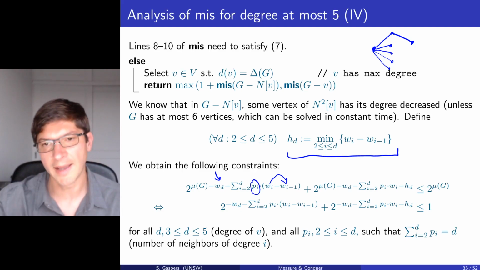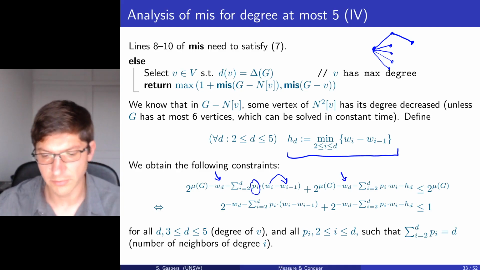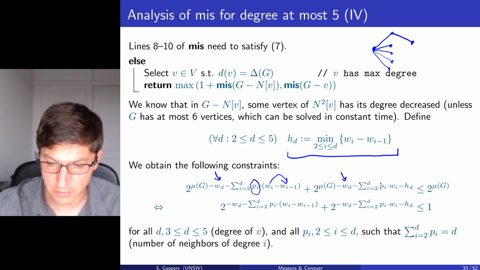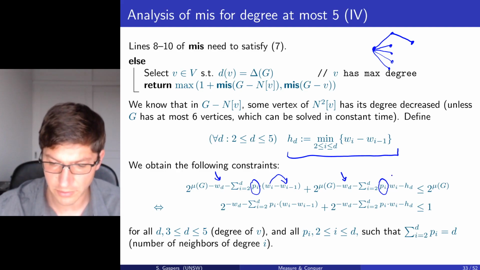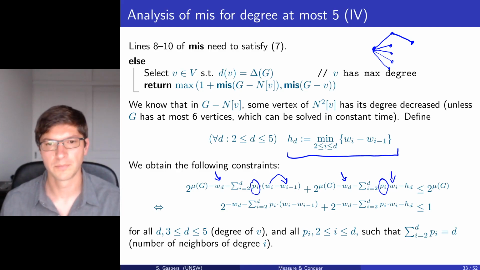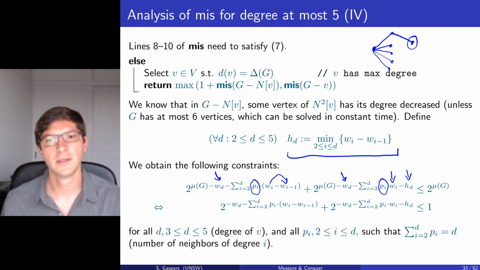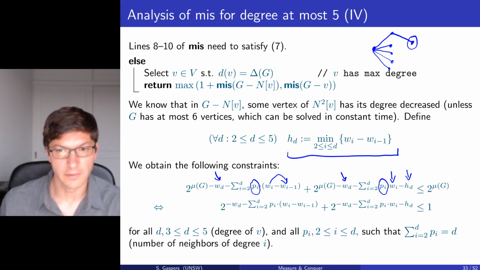If the vertex and its neighbors get deleted, the vertex of degree D, the measure decreases by omega D because we delete the degree D vertex. And now it has Pi neighbors of degree I, and for each of those the measure decreases by omega I. And then for this vertex here in the second neighborhood, we have a further decrease in the measure: it decreased by HD because of this. It decreased by at least HD. So this is the constraint we get.